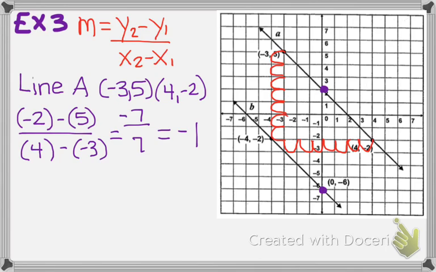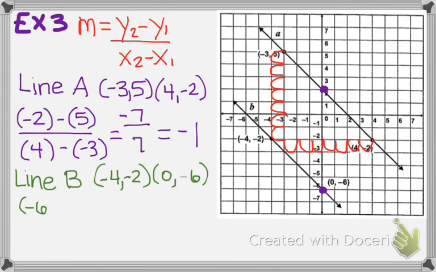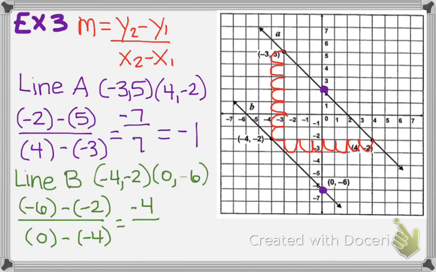Now let's find the slope of line B. The 2 points that they give us are negative 4, negative 2, and 0, negative 6. y2 minus y1 over x2 minus x1. Negative 6 minus negative 2 is negative 4. 0 minus negative 4 is positive 4. So my slope is negative 1.